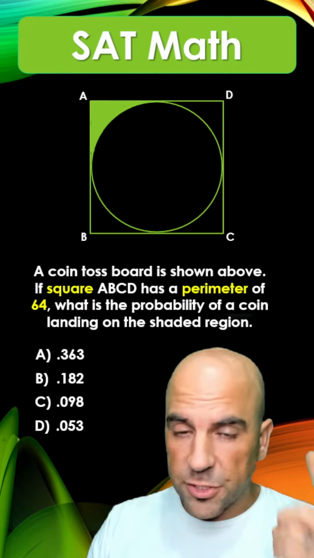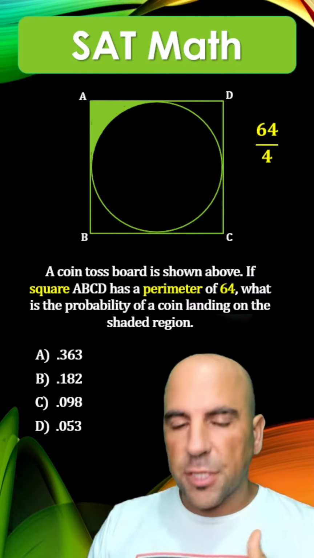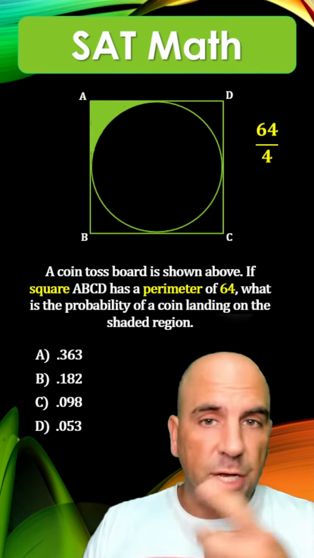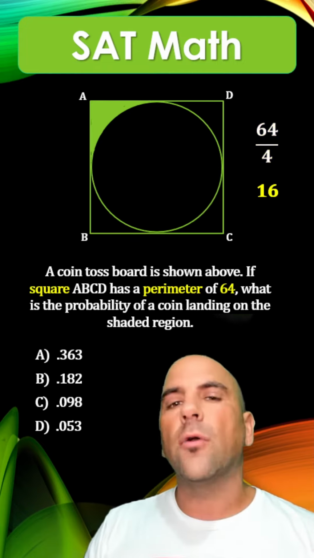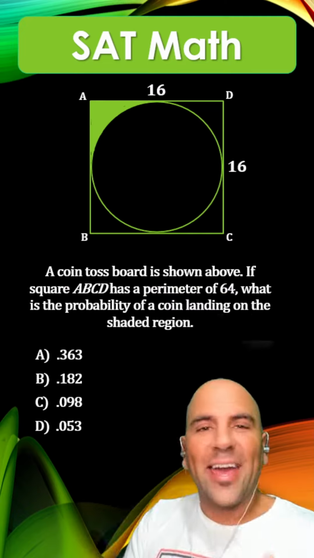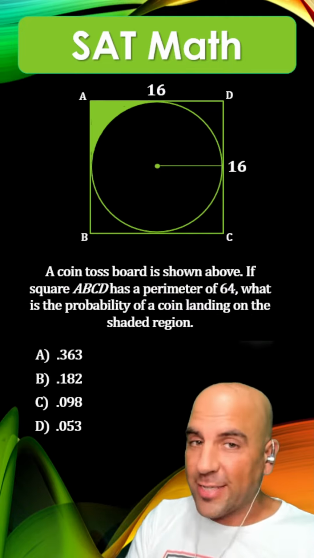First, we hear that we have a square with a perimeter of 64. So 64 divided by 4 is going to give us each of the 4 side lengths. It's a square, so they're all going to be equal. So now we know that 16 is the side length. Hey, this gives us the diameter of our circle, and we're going to need the radius. Then the radius is half of the side length.